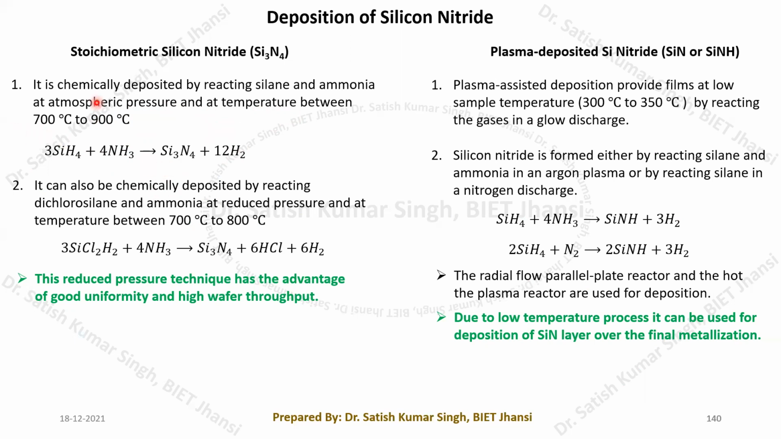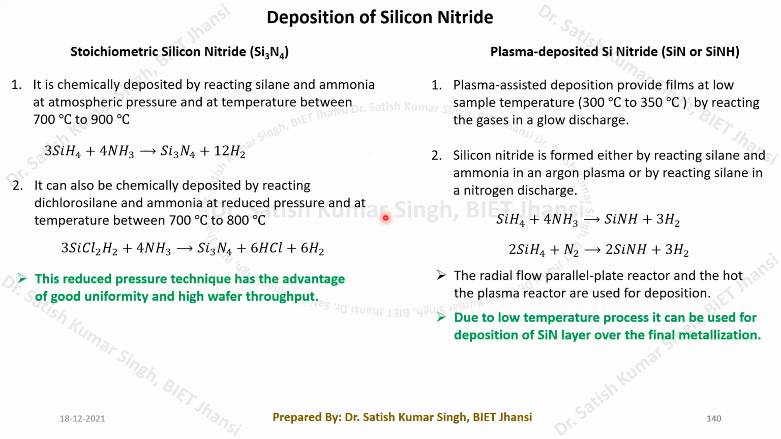Similarly, it can also be deposited by reacting dichlorosilane and ammonia at reduced pressure and a temperature between 700 and 800 degrees centigrade. This is the reaction, and then we deposit the Si3N4. This second method has an advantage over the first: it has good uniformity and high wafer throughput. So the deposition will be very fast; we can deposit this layer very fast.